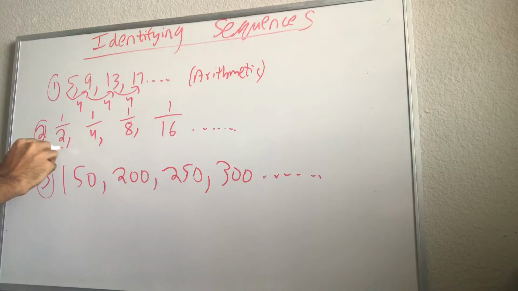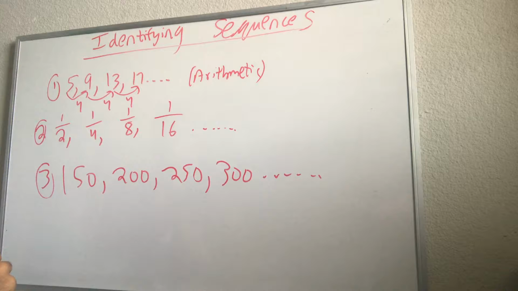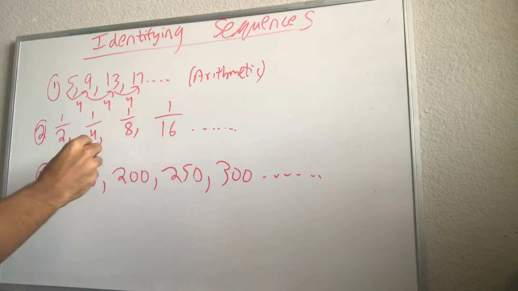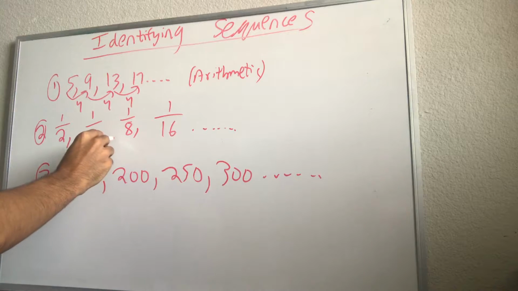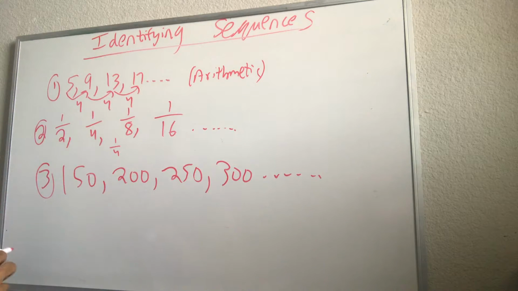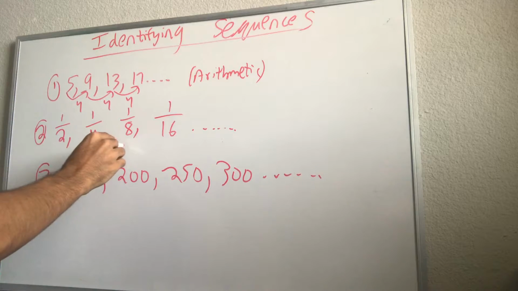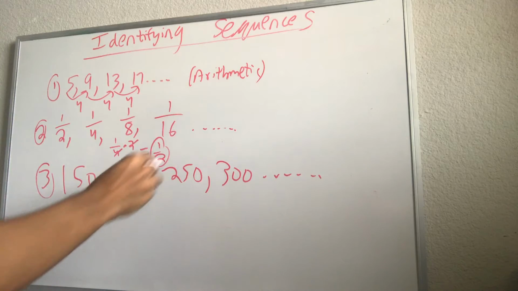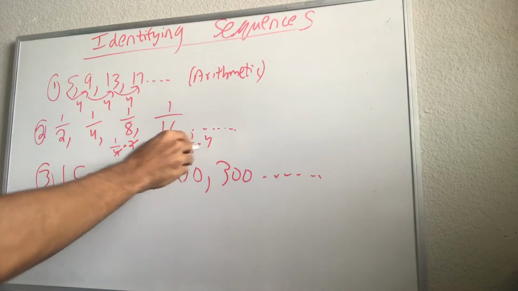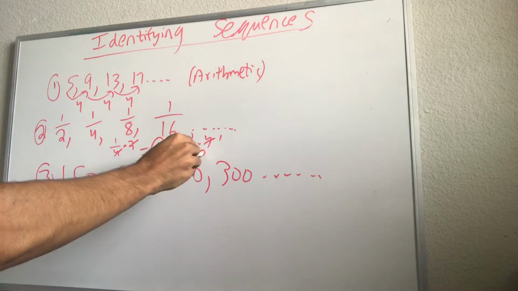Looking at the second one here, 1/2, 1/4, we may be contemplating whether there is a common difference or not. But if you're doubting whether this is an arithmetic sequence, you'll always want to divide consecutive terms to see if it's a geometric sequence. So we do 1/4 divided by 1/2. That's really 1/4 times 2, which gives us 1/2. Similarly, we do 1/8 divided by 1/4, or times 4, so that would be 1/2 again.